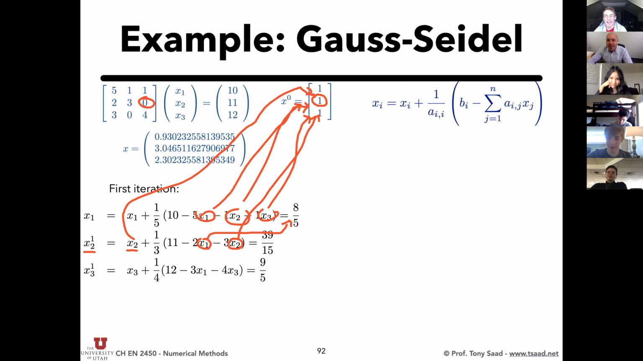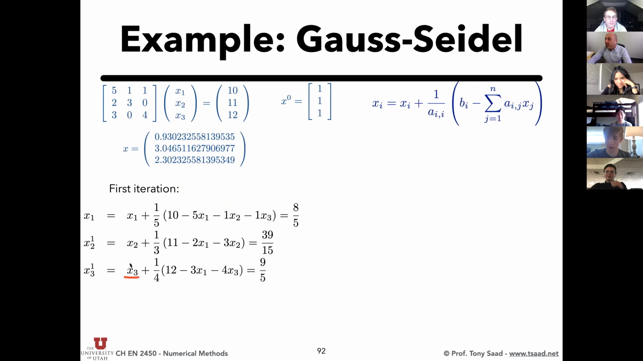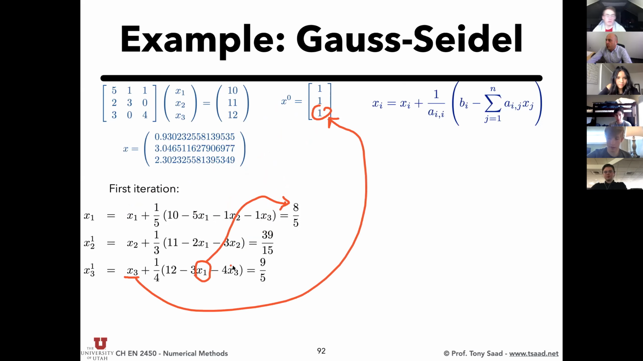Anyway, okay. So now for X3, we use the old value of X3 that's coming from here, and then X1. Which one do we use? 8 over 5, and X2 is 0. We don't have an X2 coefficient here, and for X3 we have to use this one. Okay, so you see how this works now.